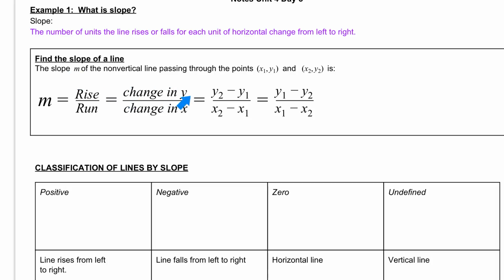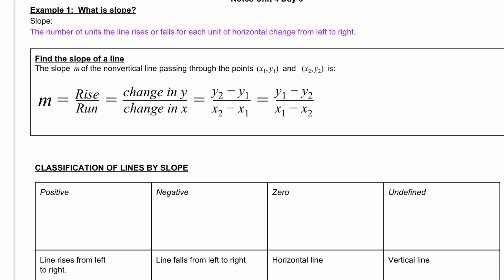We can think of that as a change in our y divided by the change of our x, or you could take your second y coordinate minus the first y coordinate over x sub 2 minus x sub 1, and vice versa. The only thing that matters with your formula is that if you start with the second point on the top, you have to start with the second point on the bottom. So notice our y2, x2 are lined up, our y1, x1 are lined up here. You could also do it the other way, your first point and then your second point.